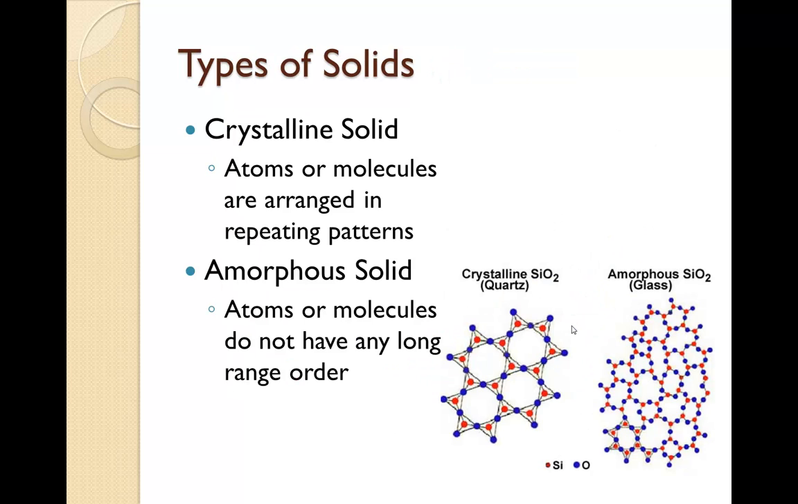Let's look at solids a little bit closer. You can then break solids down into either crystalline solids or amorphous solids. Crystalline solids are atoms or molecules that are arranged in repeating patterns, whereas amorphous solids are atoms or molecules that have no long-range order. So, for instance, quartz here is very structured, whereas the shape of glass isn't so structured. It's a little bit more random.